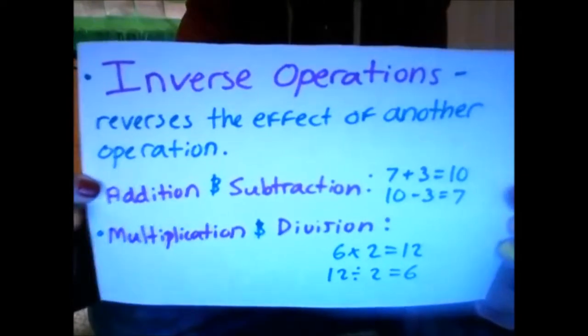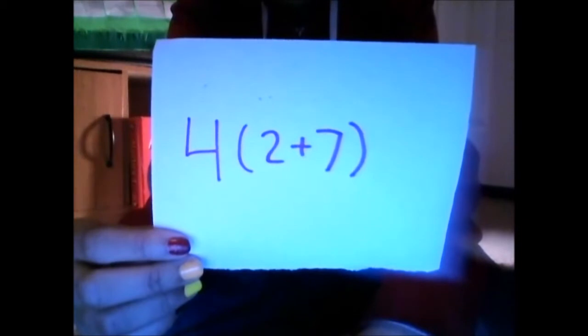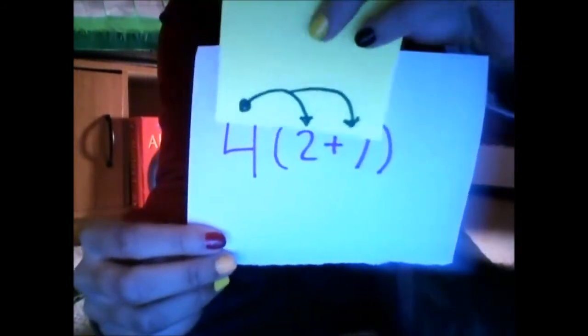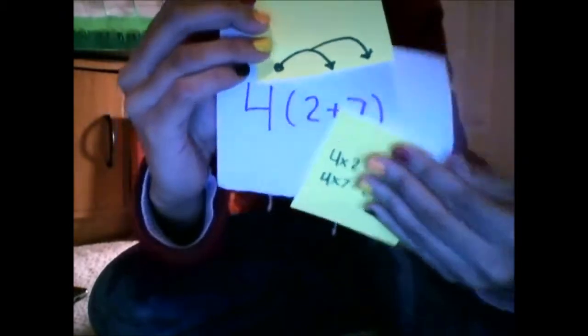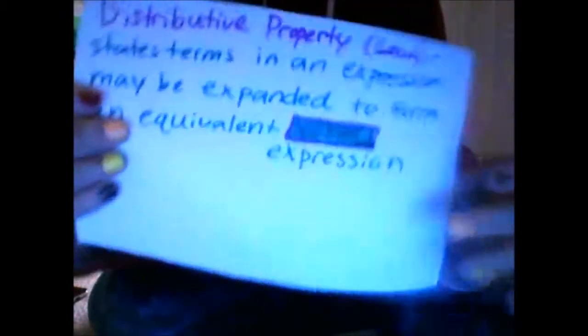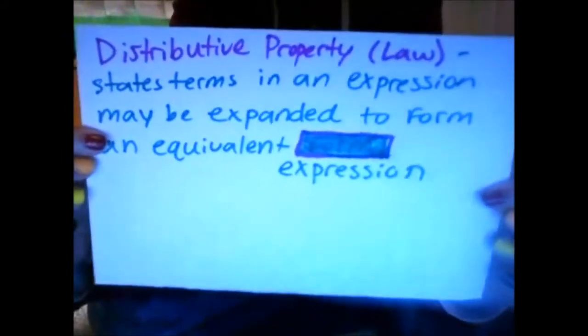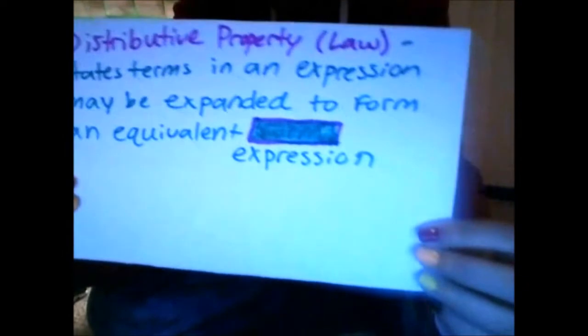How would you solve this equation? Most likely, you would use a thing called the distributive property, aka the distributive law of multiplication. When adding 8 to 28, this applies to another law, the distributive law of addition. Again, the distributive property, or law, states that terms in an expression may be expanded to form an equivalent expression.